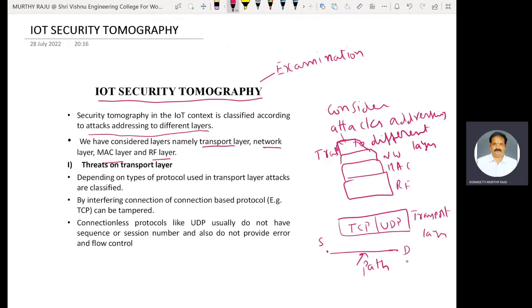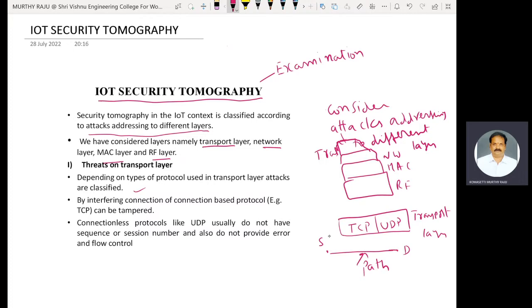If more errors take place, more time is required to correct these errors. More control packets are exchanged between the destination node and the source node. It is a time-consuming process and disturbs the communication. This is the transport layer, and the protocol is TCP, transmission control protocol. Depending on the type of protocol used in the transport layer, attacks are classified.